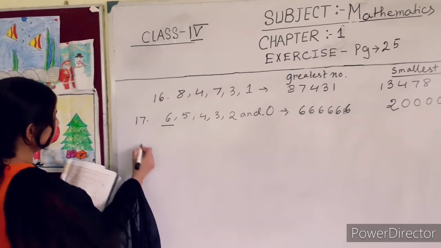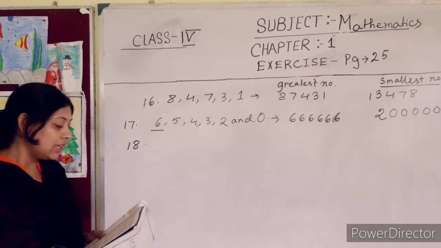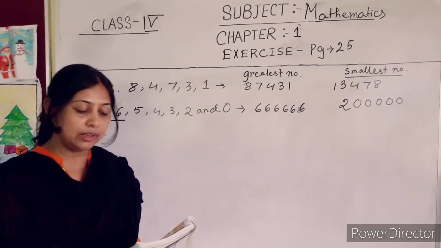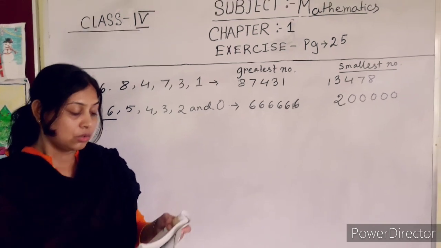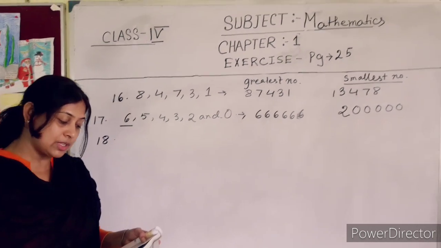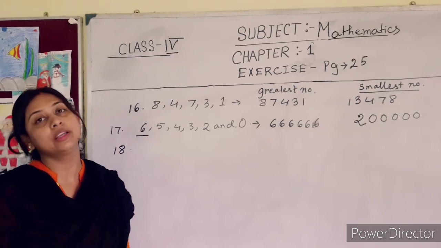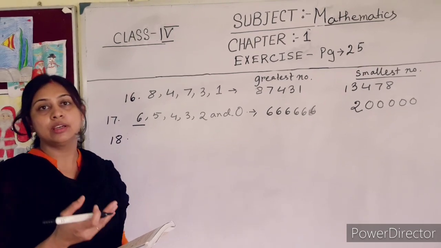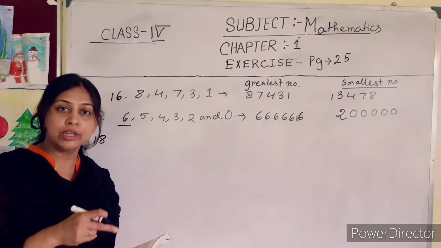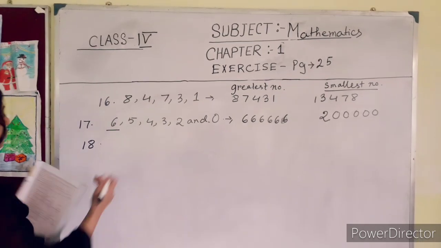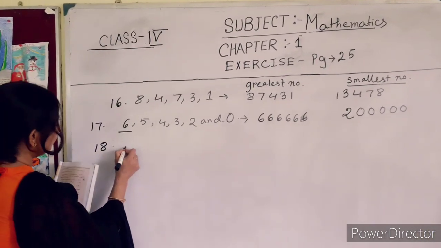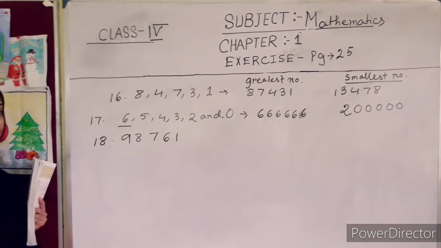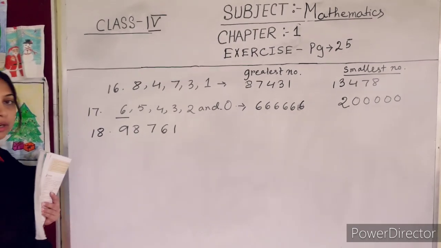Now 18. Give the greatest 5 digit number with all digits different and ending in 1. When you form the greatest 5 digit number, you arrange the digits in descending order: 9, 8, 7, 6, 5. But you have to end here with 1. So your number will be 98761, because it ends with 1.